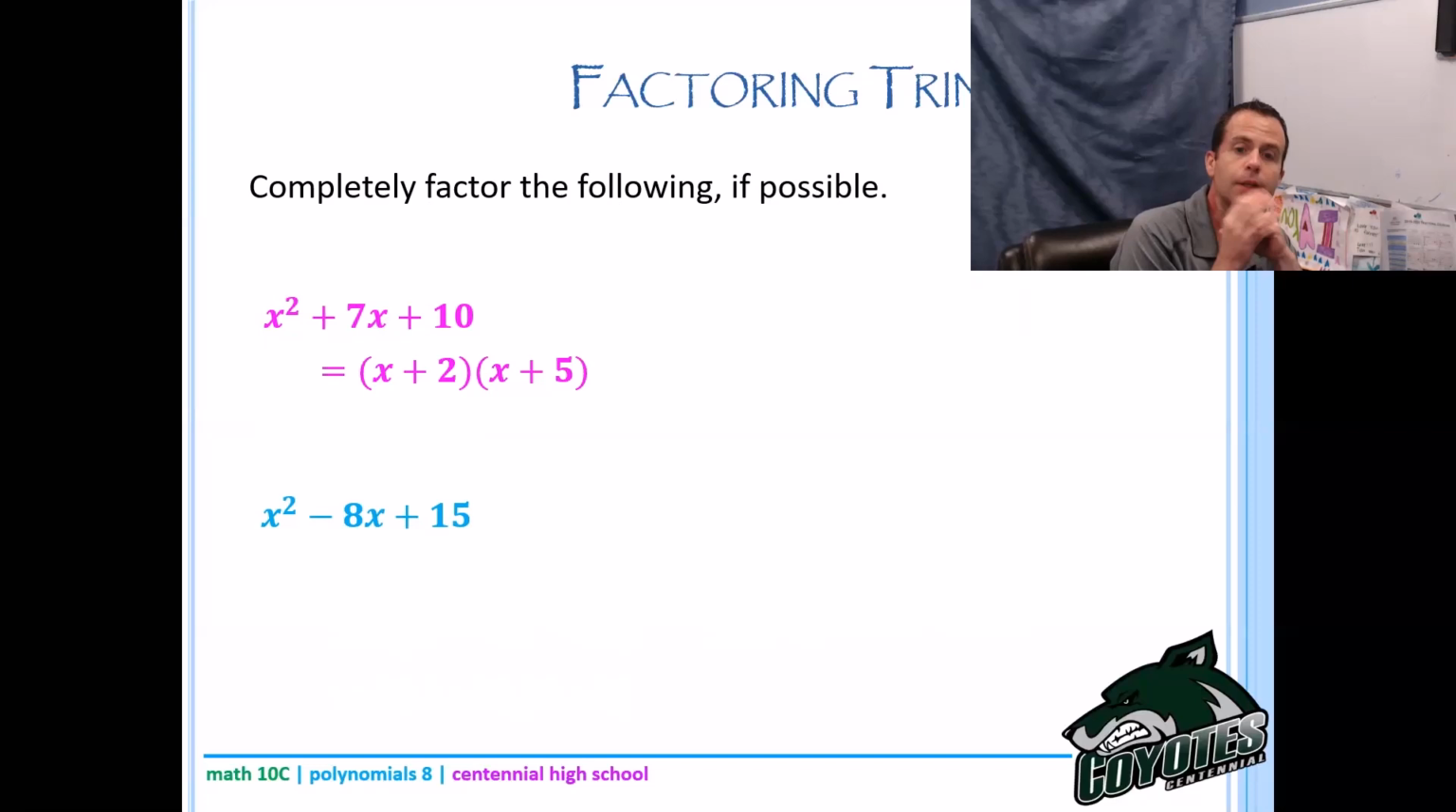Okay. X squared minus 8x plus 15. Looking for two numbers that multiply together to give me 15 and add together to give me negative 8. That would be negative 3 and negative 5, and this is shortcuttable. So we end up with x minus 3 times x minus 5.